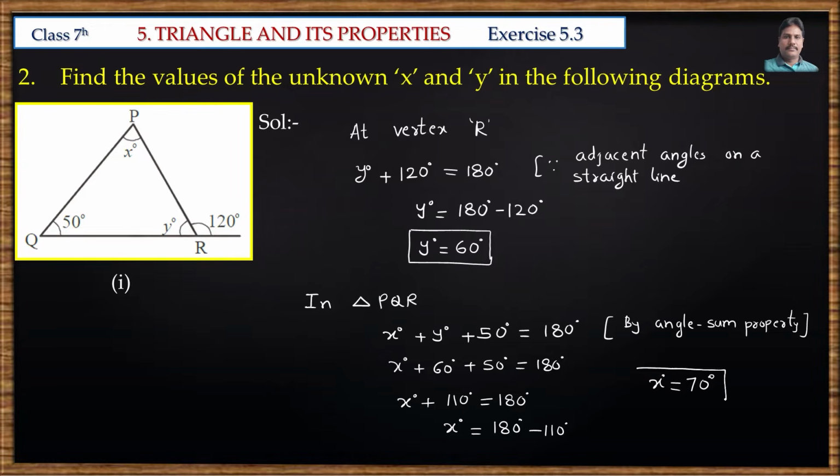We got the x value. So, therefore, x is equal to 70 degrees and y is equal to 60 degrees in the problem. Next bit.